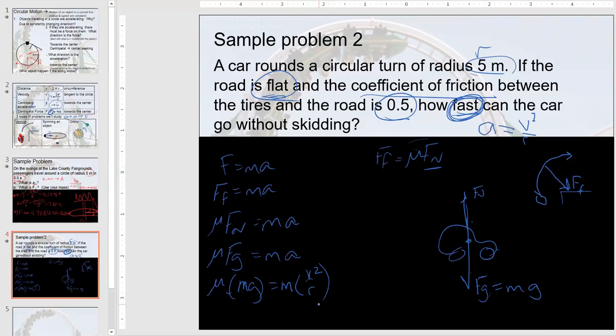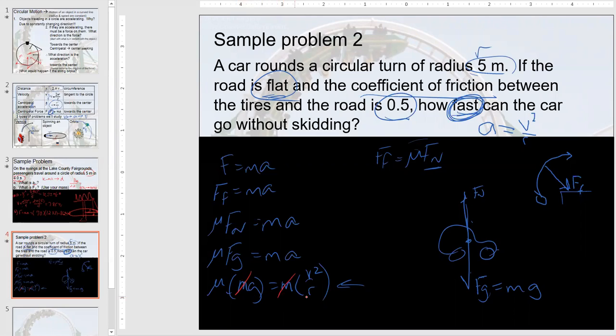Interestingly enough, whenever we look at that equation that's at the bottom here, both sides have a mass in it. And so it doesn't matter if it's a tricycle or a semi or a really small smart car or anything, that velocity is going to be the same for any of those to be able to stay on the road, because the masses will cancel out of both sides.